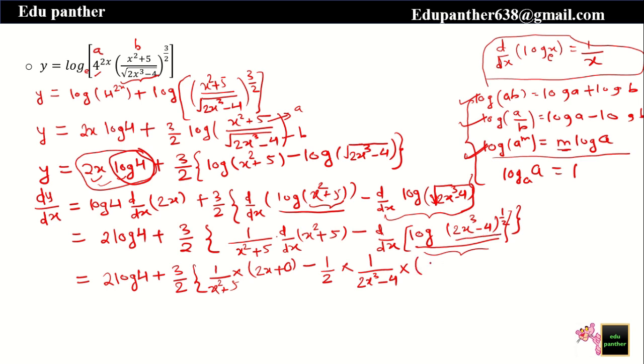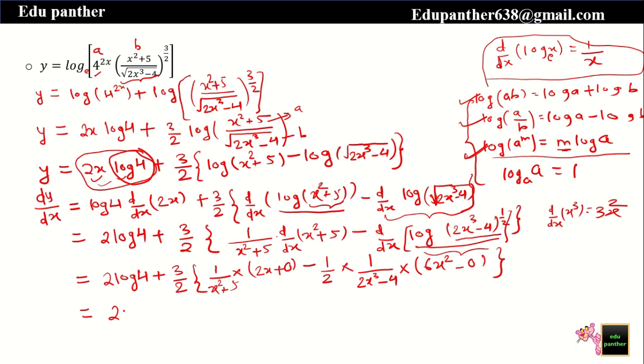So write that term in a bracket. So what is the derivative of 2x³? Yes, the derivative of x³ is 3x², and we have this 2 here, so it will become 6x² minus the derivative of 4 is 0. Now close this bracket. So now the derivative part is over, we just have to simplify this expression.